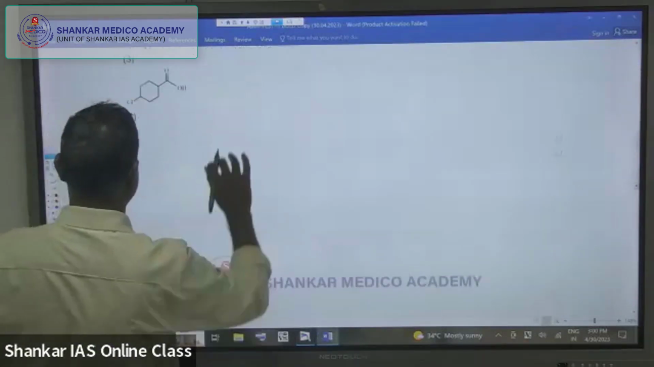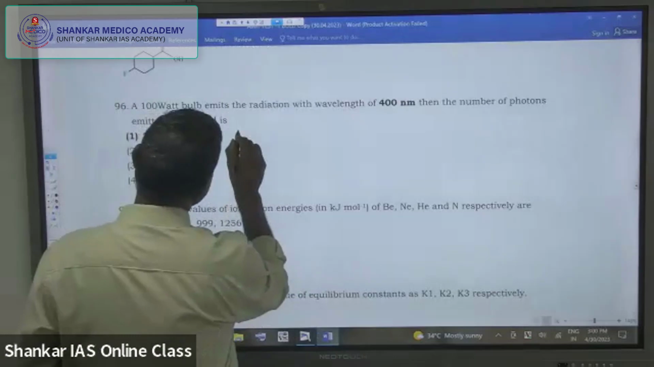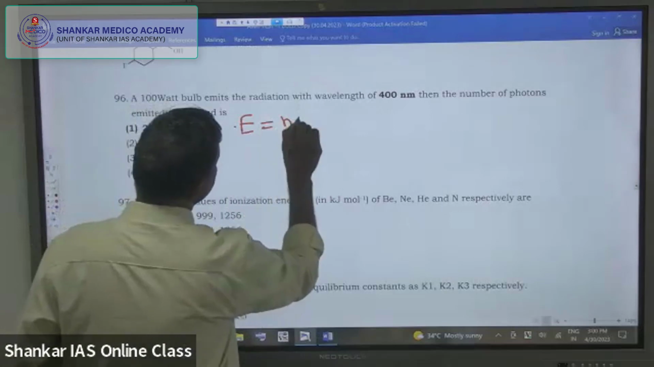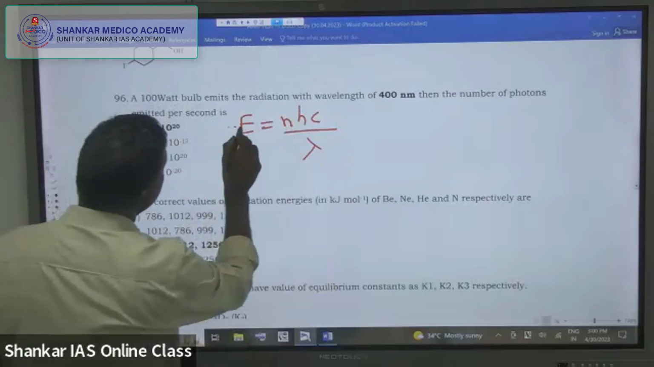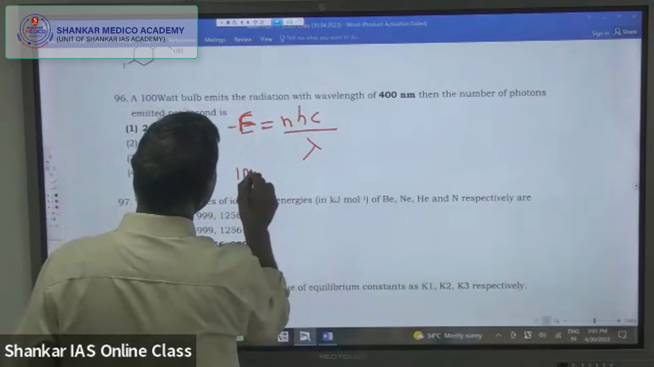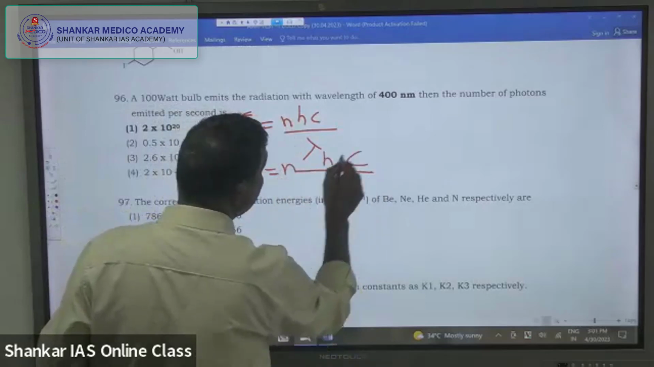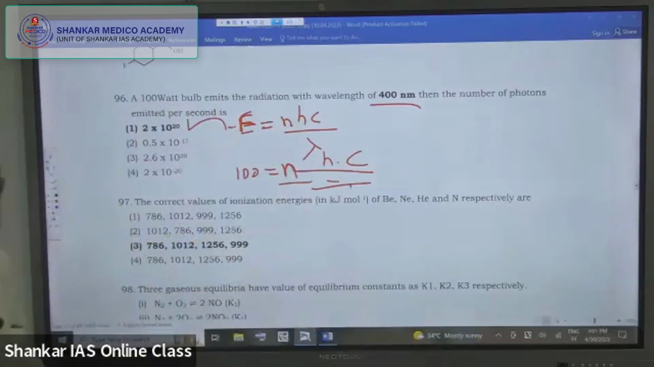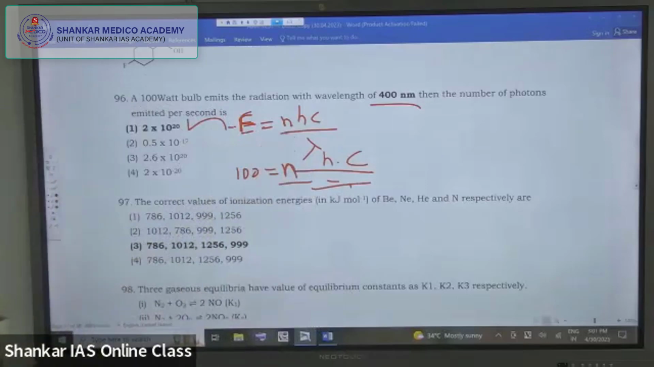Next one is simply E equal to nhc by lambda, where n is the number of photons, and E is what they have given. Just put in the values: h you know, c you also know, and lambda they have also given. Put it all together and the number will be equal to 20 photons. Many people think of Avogadro number or something like that, but it's simple. You know E is equal to hc by lambda, but put n, that is the number of photons.